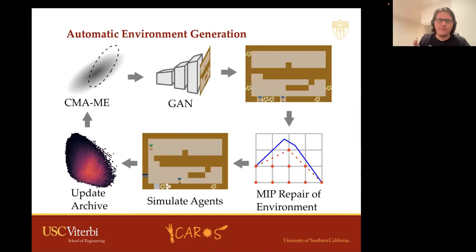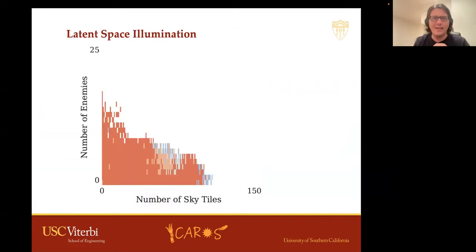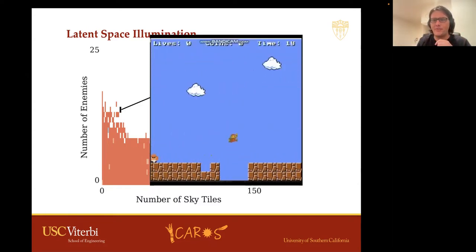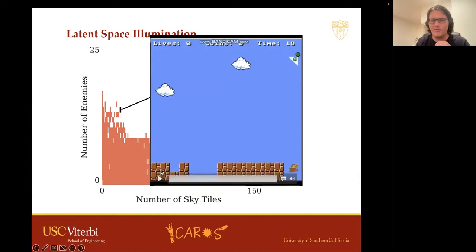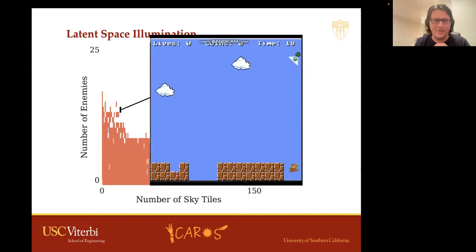So this is an overview of that environment generation system that I presented, but it wasn't all created in one go. The original paper where we first studied environment generation with GANs was this AAAI paper, where we trained a GAN to generate Mario levels. And then we ran CMA-ME and a bunch of other QD algorithms on it to generate these heat maps that have different levels. Here we have a really large number of enemies that Mario has to jump over. So we just have an environment with lots of enemies.